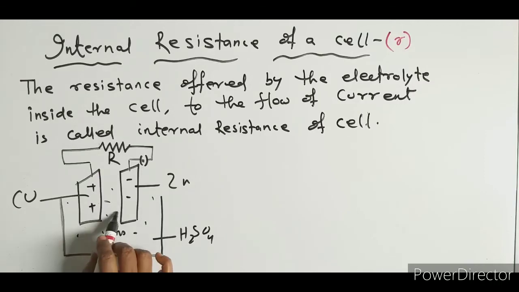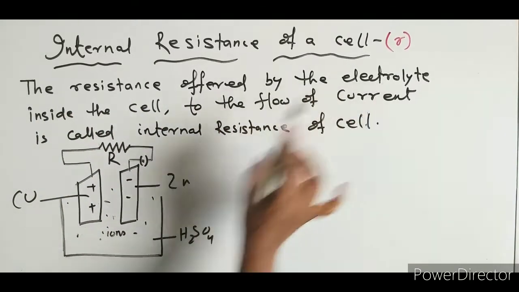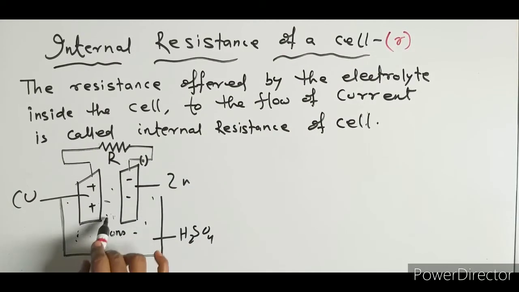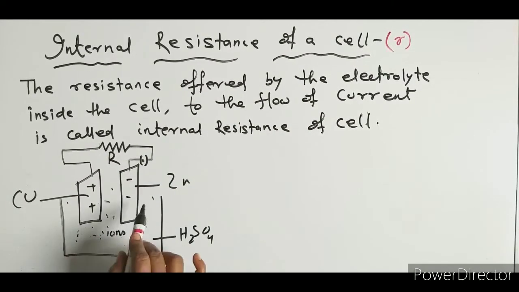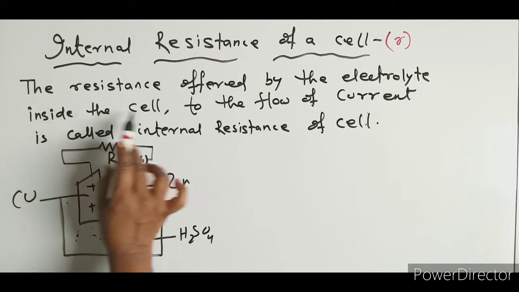So here the same thing, the resistance offered by the electrolyte. This is the electrolyte, so many ions will be there. There will be motion. Not only ions, some molecules also will be there, because all the molecules do not dissociate to form ions. So this is the resistance offered by the electrolyte inside the cell.